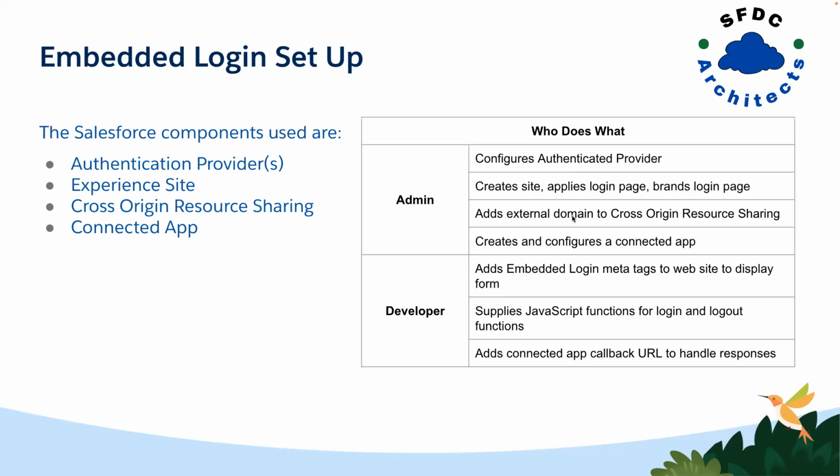You'll set up the external domain or domains in cross-origin resource sharing. You want to make sure that if you have HTTPS set up, that follows, and any subdomains are also set up. And you're going to create and configure the connected app as the admin.